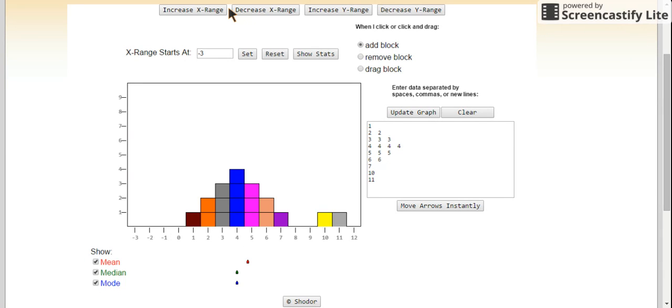All right, so we talked about the shape of the distribution today: skewed left, skewed right, symmetrical, looking at all of the graphical representations, as well as looking at the relationship between the mean and the median.